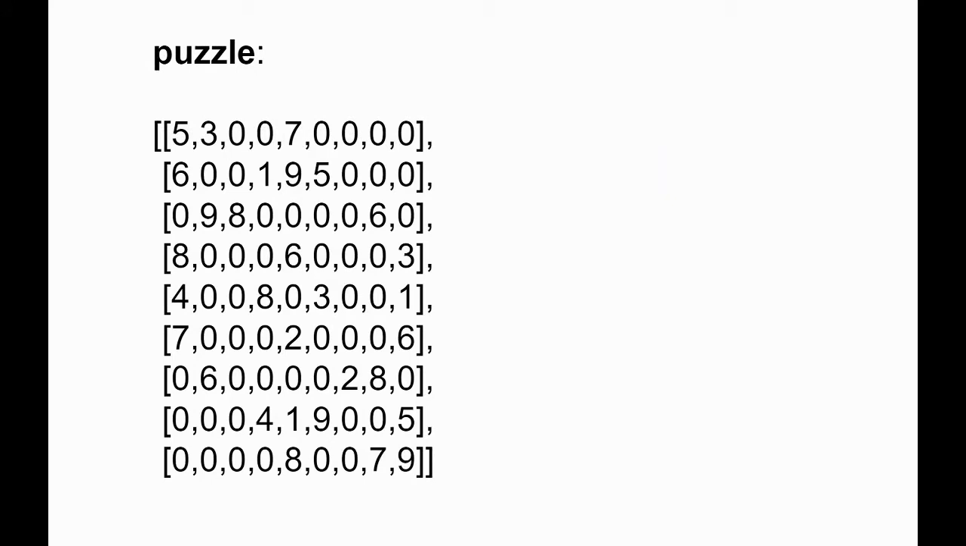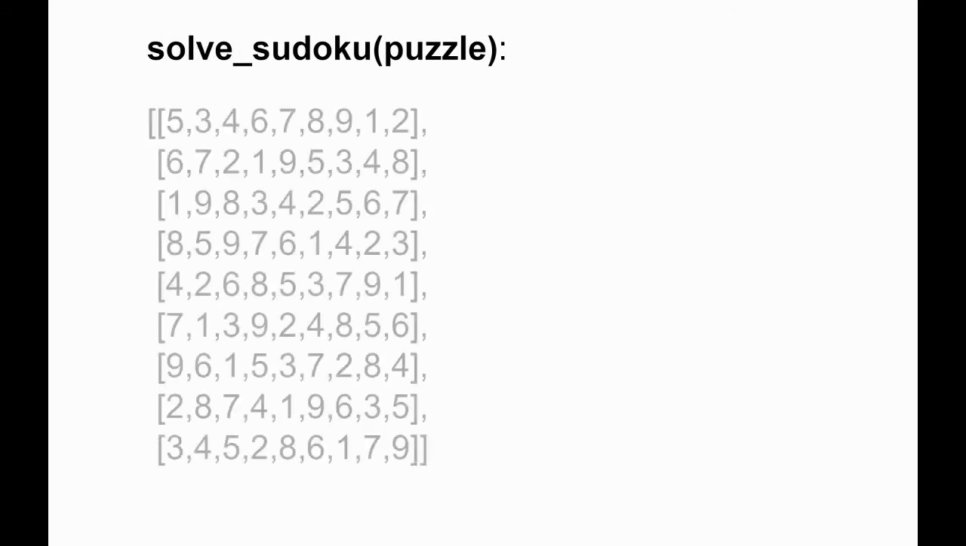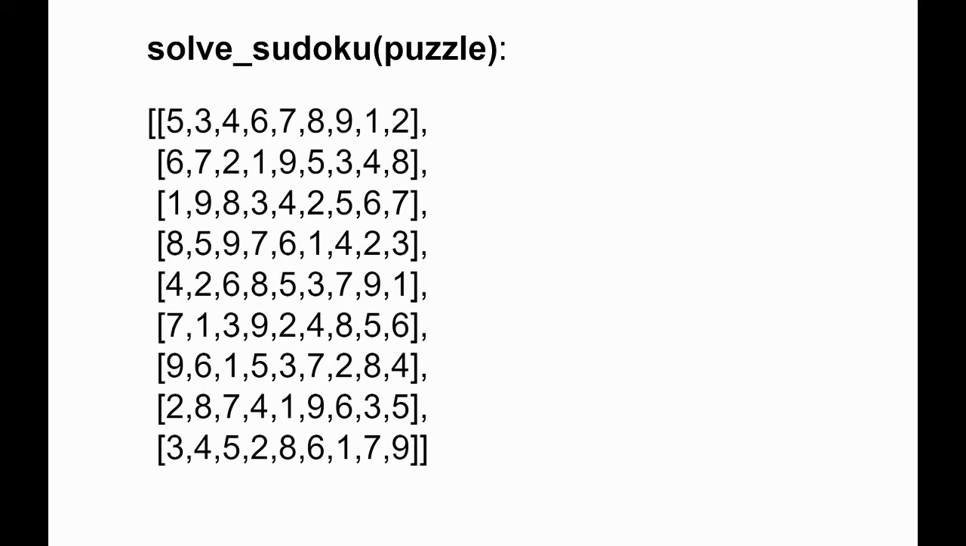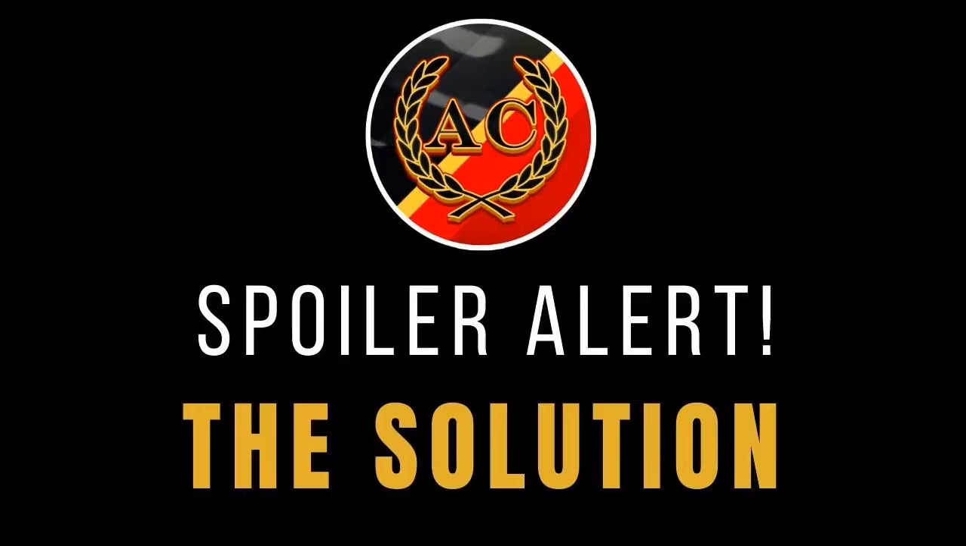And this is how we're going to pass the puzzle into the function. Where the empty cell is in the Sudoku puzzle, we're going to have zero. So this is a 2D list. What we need to do is swap those zeros for numbers that satisfy the constraints of a standard Sudoku puzzle. You can pause the video here and try to solve it yourself. Otherwise, stay tuned and I'll show you one of the solutions.